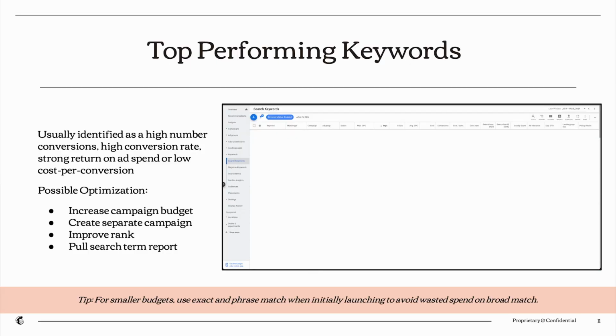Once I identify my top performing keywords, I then figure out how to optimize it. There's a few different ways that you can do this. I've listed a few examples here for us. One being, maybe I want to increase my campaign budget. So if I've identified the top performing keywords that have really strong conversion rates and I want to make sure that I'm showing those as frequently as possible, I would go back to the campaigns that those are associated with, and I might determine that I'm losing impression share as a result of my budget being too low.